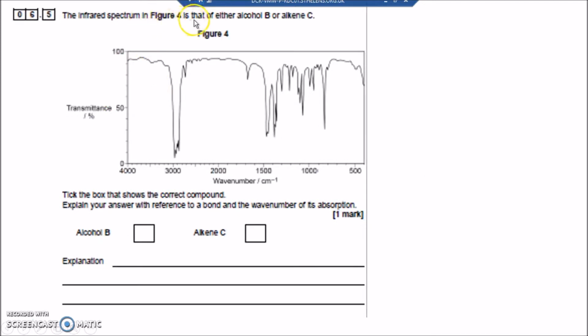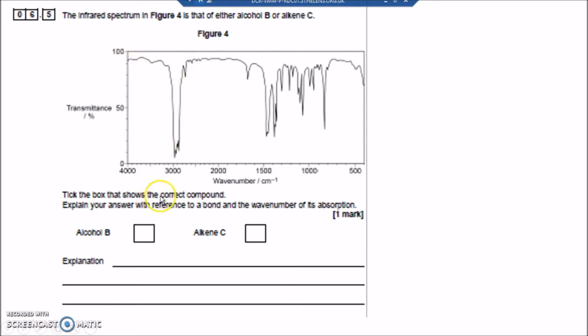The infrared spectrum in figure 4 is that of either alcohol B or the alkene. So we're looking for either an alcohol, an OH, or a carbon-carbon double bond. Which one is it? Well, it's easy to identify that it's not the alcohol. That's the easiest way of doing it, because an alcohol has a very, very broad absorption peak here, a really, really wide, deep absorption peak. Not sharp like this, it's really, really wide.